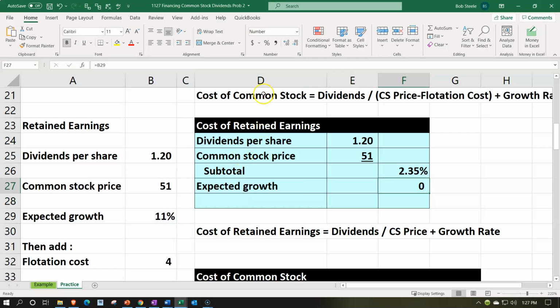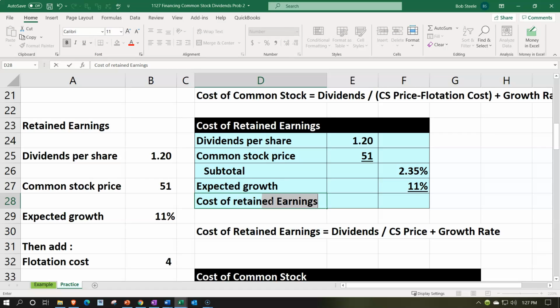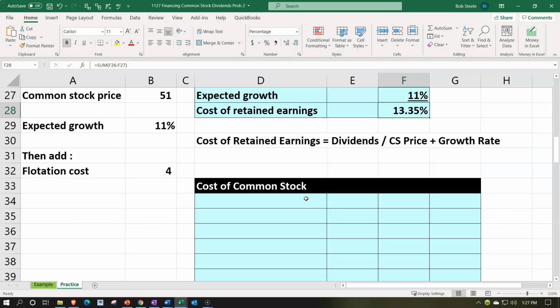So 11%. Number group, percentify the 11, font group, underline. And that will then give us the cost of retained earnings. Sum function, trusty SUM of those two items, then percentify that. Number group, percentify, add a couple decimals. We're looking at 13.35.